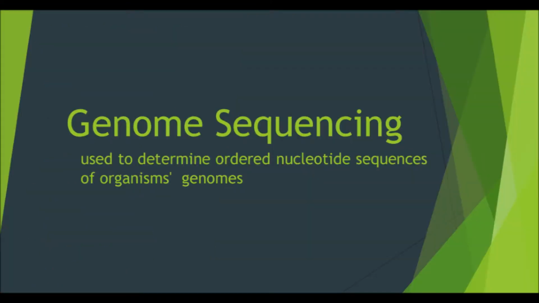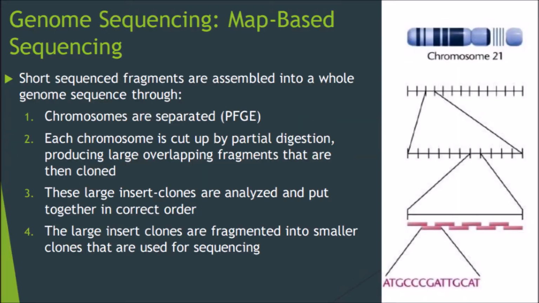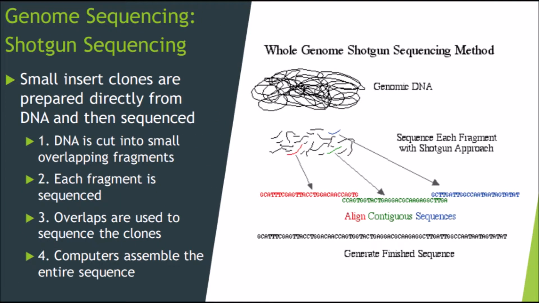Genome sequencing is used to determine ordered nucleotide sequences of organisms' genomes. Map-based sequencing involves short sequence fragments that are assembled into a whole genome sequence through chromosomes being separated, and then each chromosome is cut up by partial digestion, and then fragmented into smaller clones that are used for sequencing.